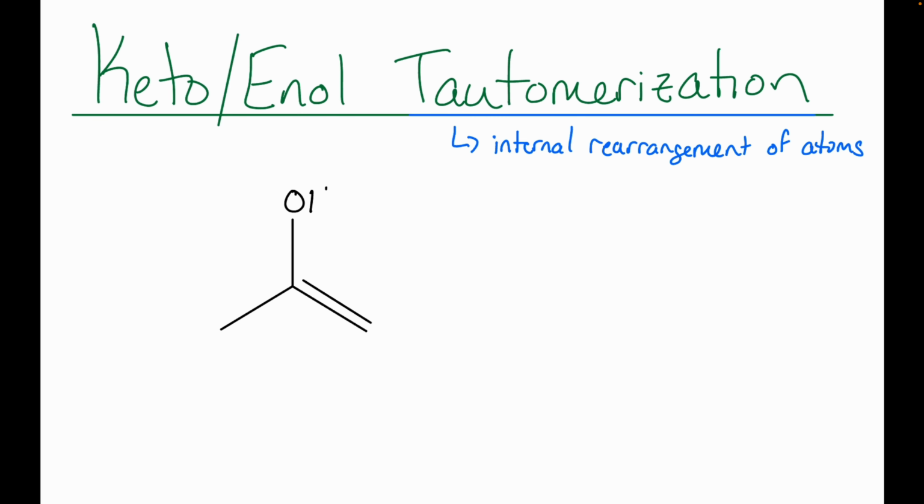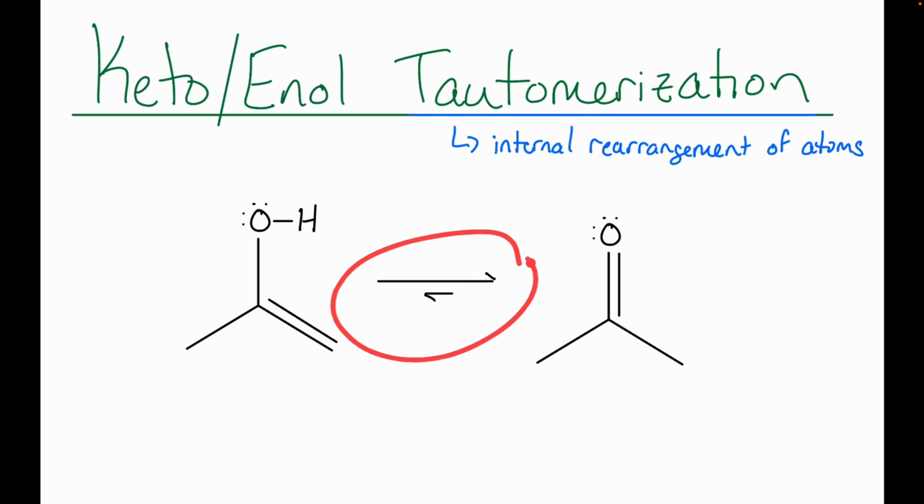All right, and as we can see by our little equilibrium arrows here, this equilibrium very much so favors the ketone form. There's one special case where that's not true, but we'll stick to the 99.9% of the time here. So our enol here is going to rearrange itself to form our ketone.